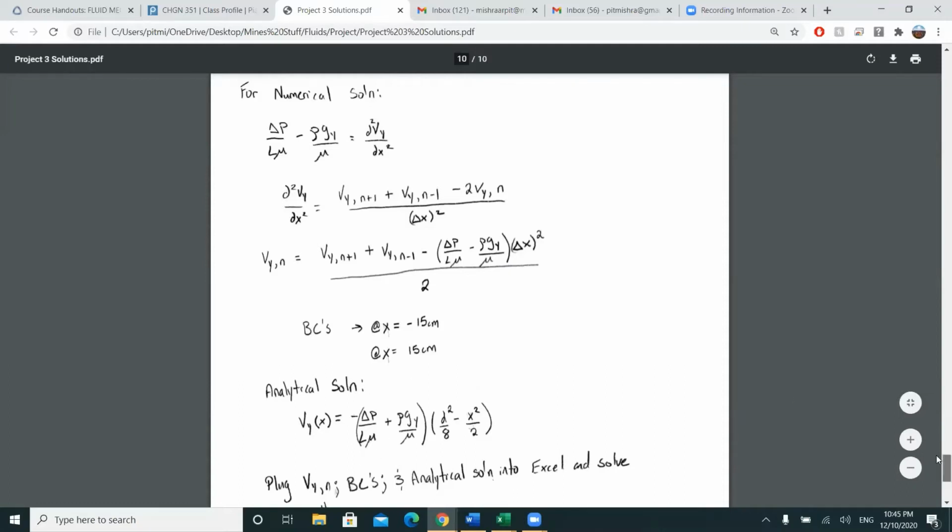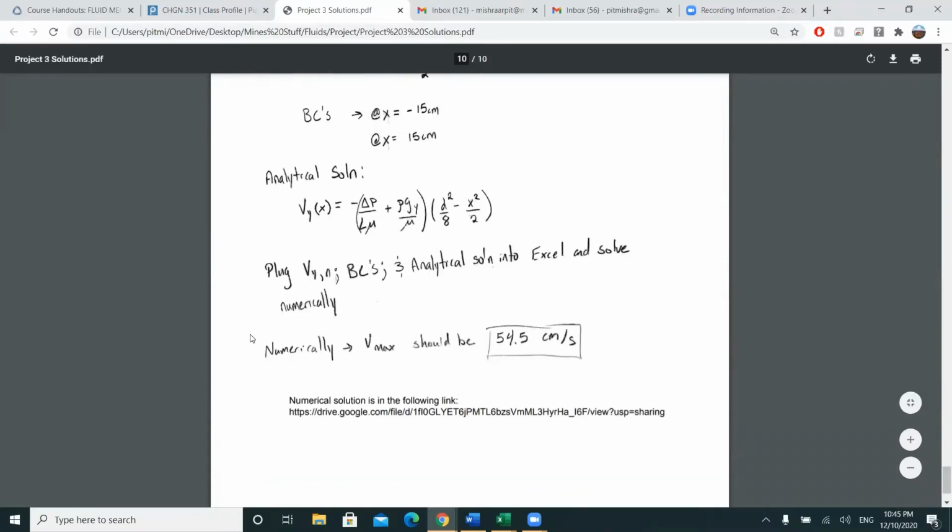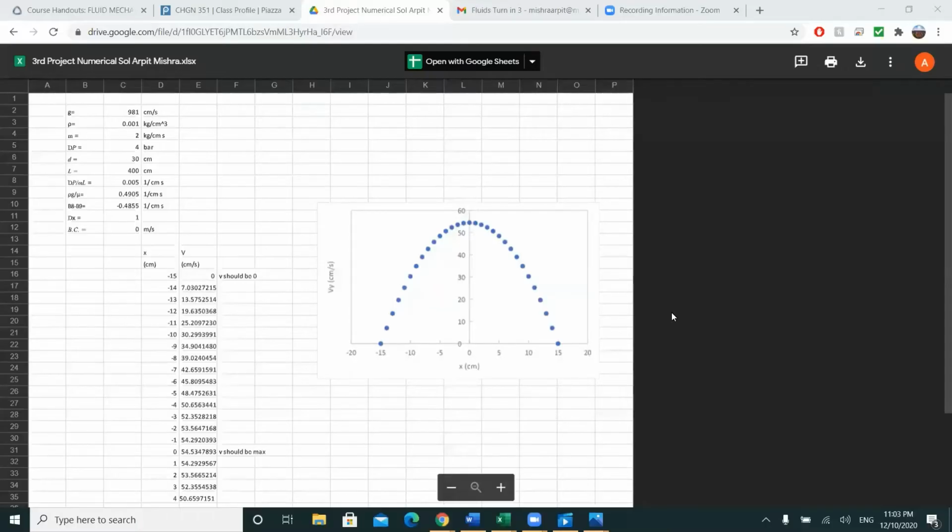Then we plug everything into Excel. And after we do that, numerically, we figure out that Vmax should be 54.5 centimeters per second. And following that link that was on the solution sheet, we get to here, which shows how we figured out the answer to the numerical solution.